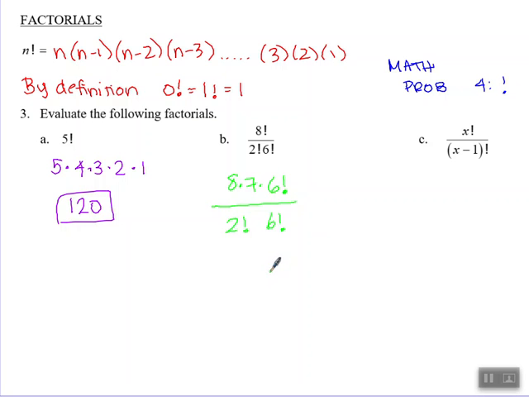Since we are multiplying, we can cancel the 6 factorials, and we are left with 8 times 7 over 2 times 1, which is 56 over 2, or 28.